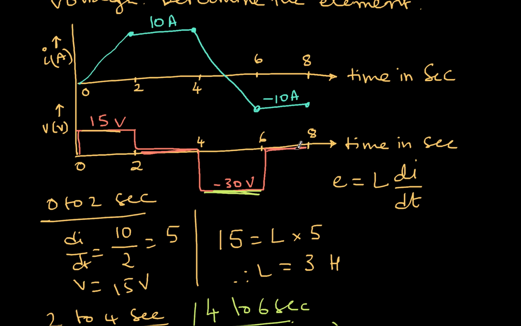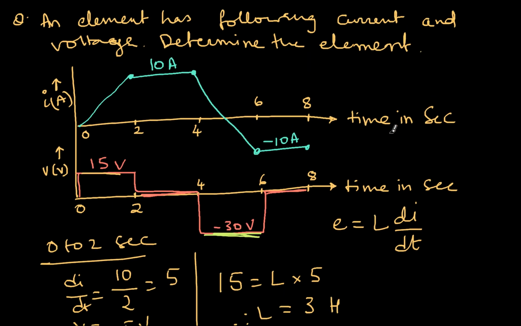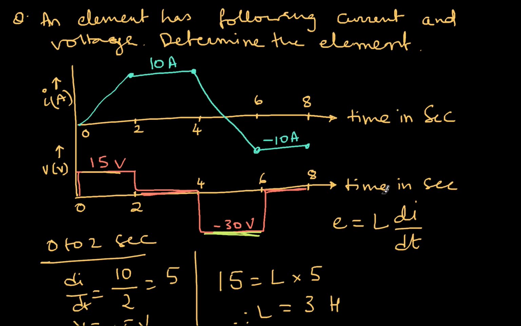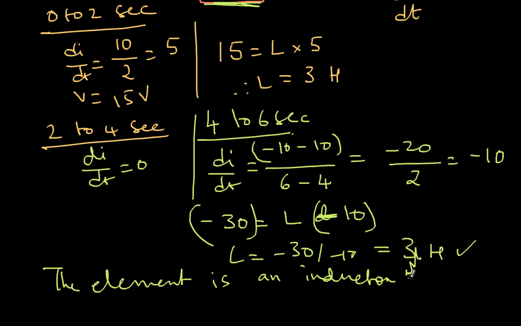Okay. So I think with this short question, we are able to determine that the element is an inductor of 3 henries. Okay. So the element is an inductor of 3 henries.